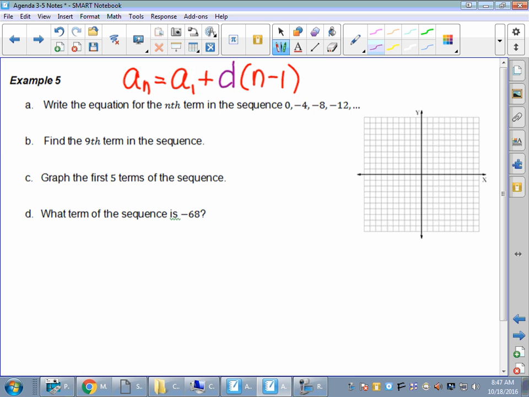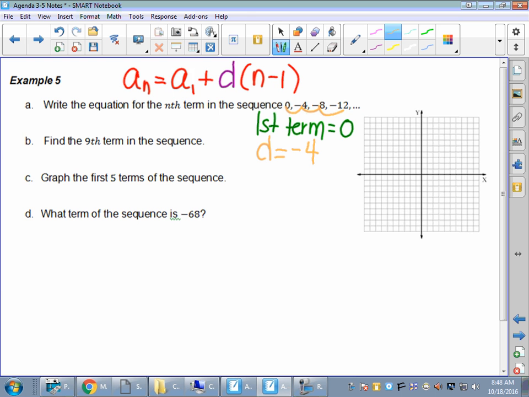So it says to write an equation for the nth term in the sequence 0, negative 4, negative 8, negative 12. So the first thing I'm going to ask you is what is the a sub 1? What's the first term in that sequence? Looks like a 0 to me. What is the common difference? How do we get from 0 to negative 4, negative 4 to negative 8, negative 8 to negative 12? Looks to me like we're subtracting 4 every time.